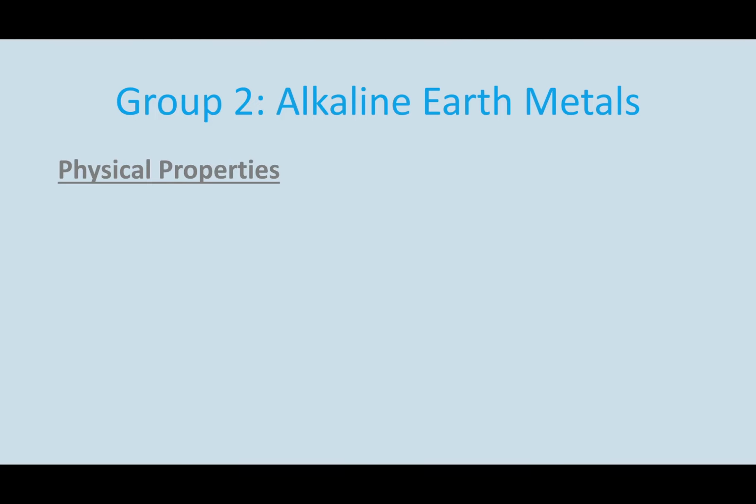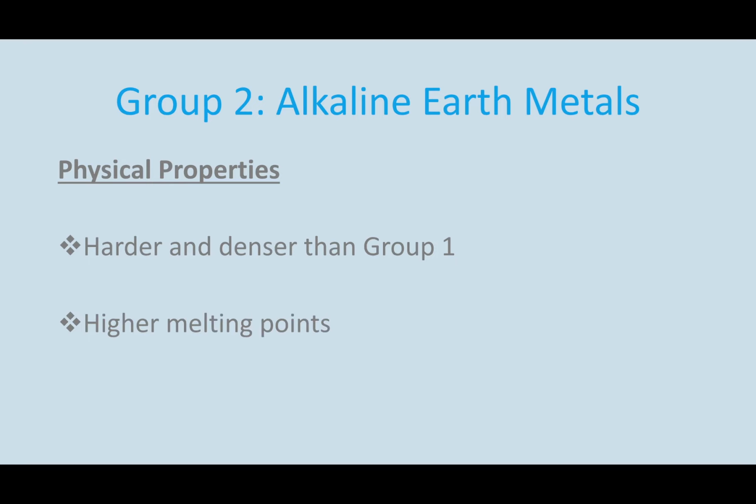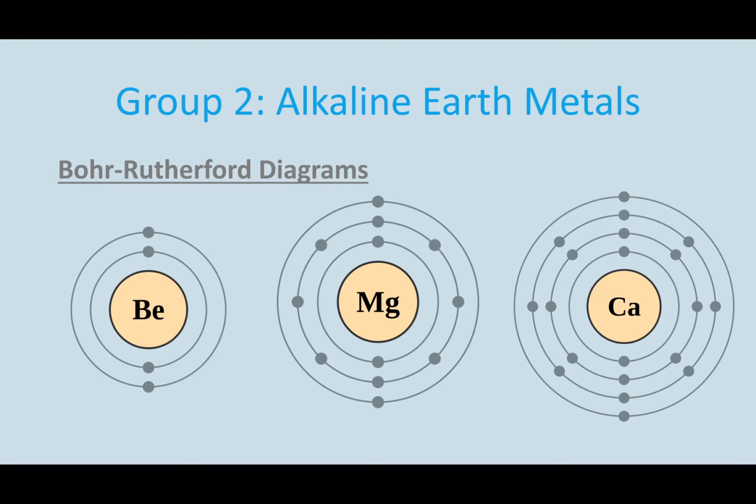The physical properties of the alkaline earth metals: they are harder and denser than group 1, and they have higher melting points. So while they're still similar in terms of being metals, they are harder and denser, and they have higher melting points.